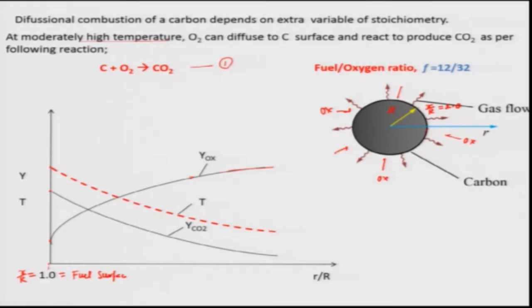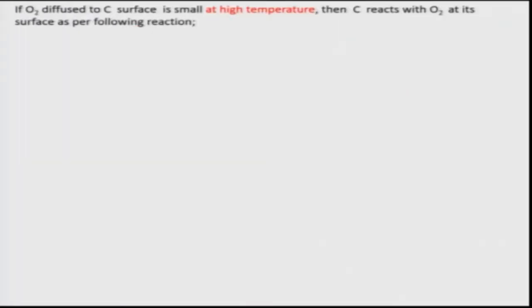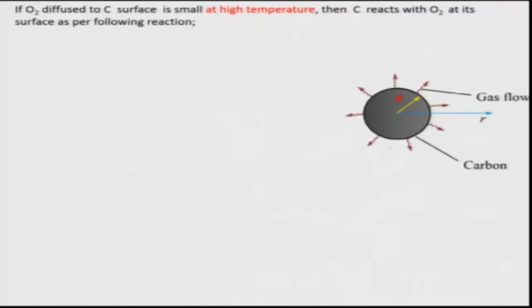So, if you look at that, if the amount of oxygen diffused to the surface is quite small and at a high temperature, then the carbon reacts with oxygen at the surface as per the following reaction. As I told, the amount of oxygen getting to this surface is quite small, and also it is at high temperature. Then what will happen? 2 moles of carbon will be reacting with 1 mole of oxygen getting into 2 moles of carbon monoxide.